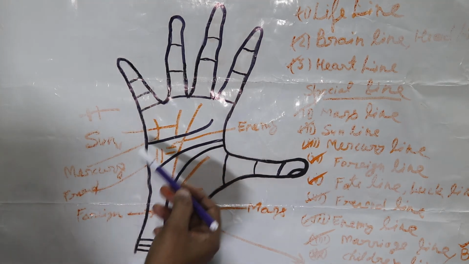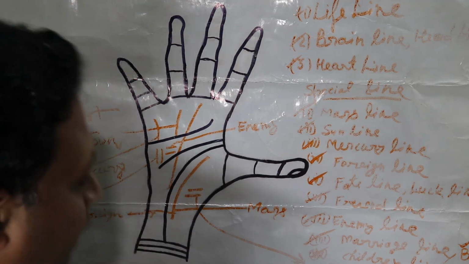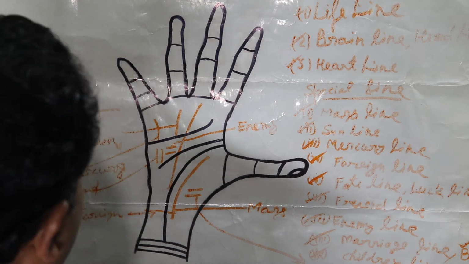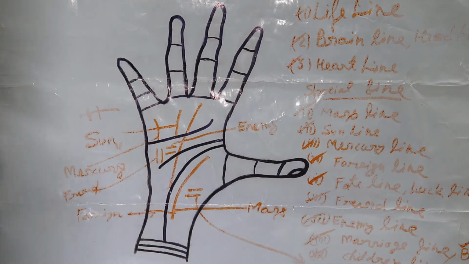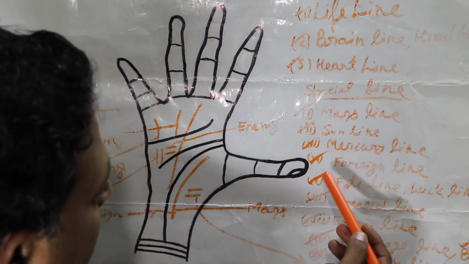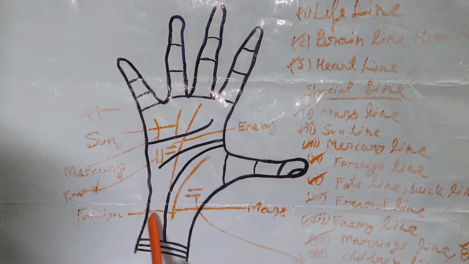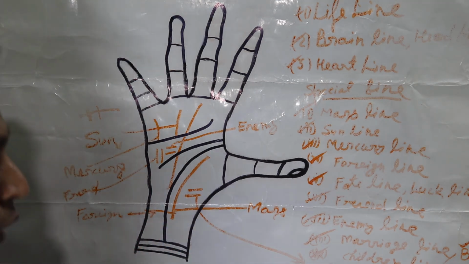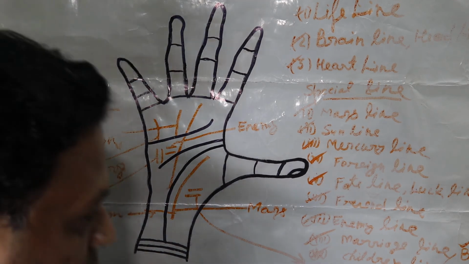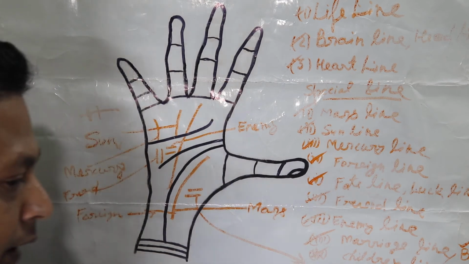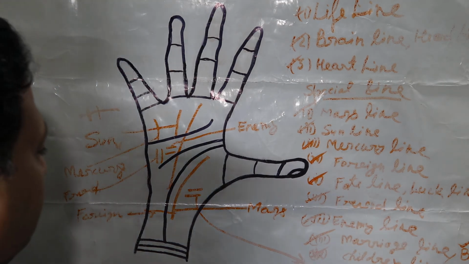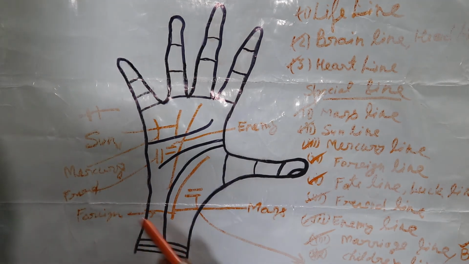Next is the Mercury line. If a Mercury line is present in a palm, then that person will be good in communication skill and good in his business also. Dealing in property will be very nice with that person. And another is the foreign line. This is at the moon mount. We can predict here that a person will go abroad, when he will go abroad, whether he will stay there, or it will be a short journey for a little time, or he will go abroad for treatment. So we can predict the cause of his foreign travel.